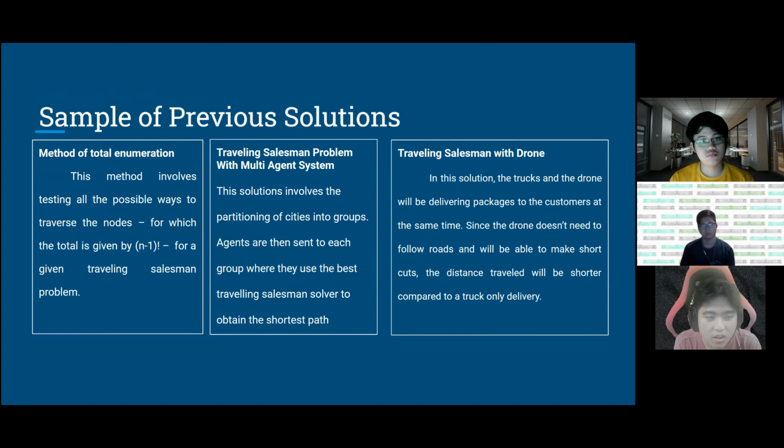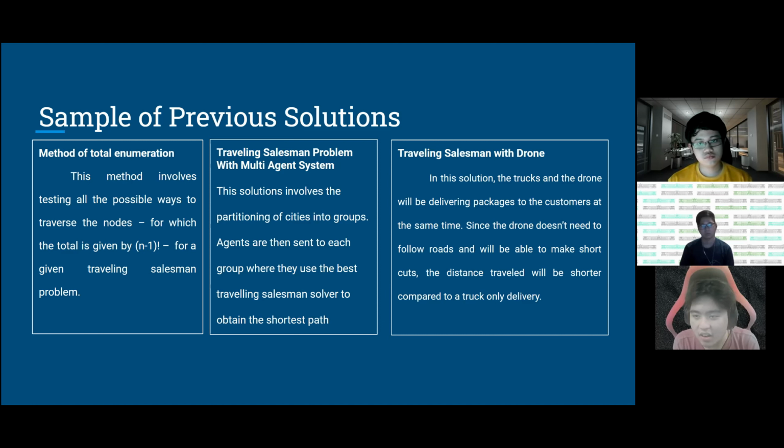One solution was the method of total enumeration, wherein the salesman will go through all the possible routes to go to the certain locations. Another one is the one with multiple agents, wherein they will group certain locations together, and then agents will be sent to each location, and these individual agents will determine the shortest paths for each location.